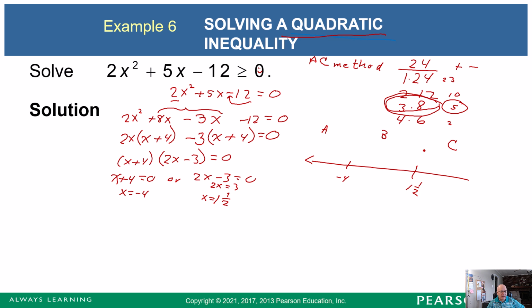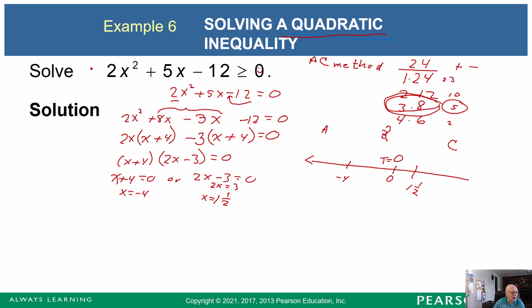Now, here's your chance. You can pick any number you like as long as you don't pick one of those 2 numbers. So let's see, what would be easy? Well, I'm going to take the easy route myself. I'm going to use 0. So my test number is 0.